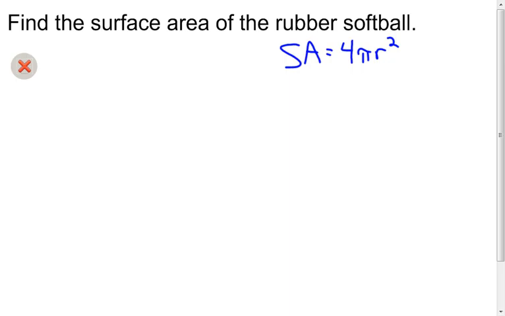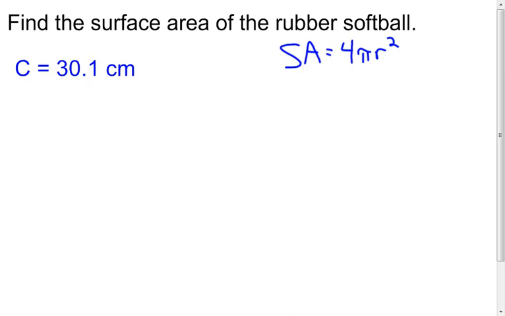Now the problem is measuring the radius of the rubber softball, which is kind of difficult because we can't cut it in half, figure out where the center is, and then measure to the sphere of the softball. What we could do is measure the circumference with a tape measure, which I've done already. And you find out that the circumference of this rubber softball is 30.1 centimeters.